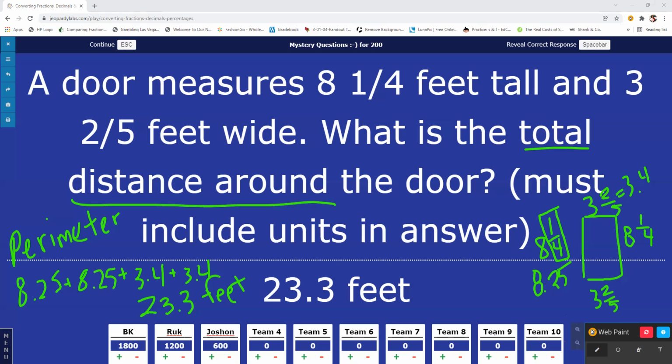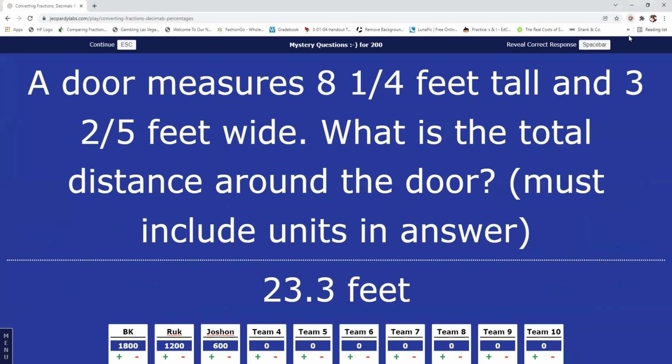Did we get anybody who put 133 over 20? Is that correct? Oh no, they gave us 6. All right, so no points on that one.